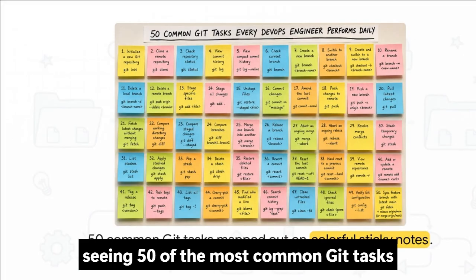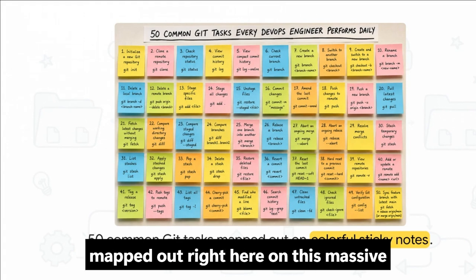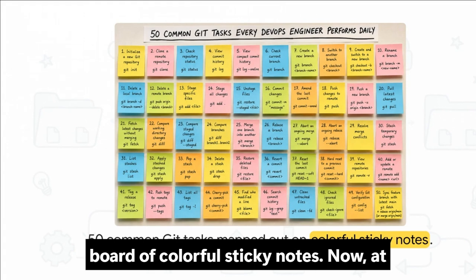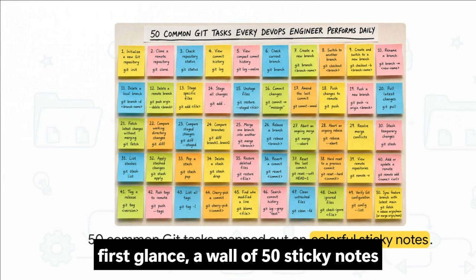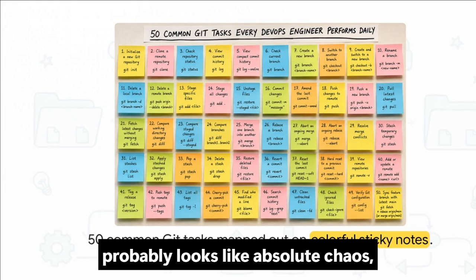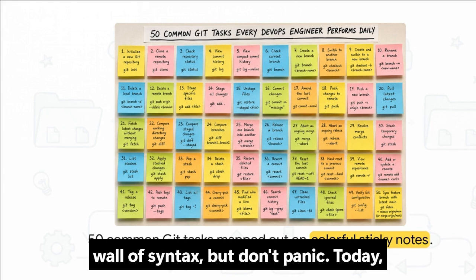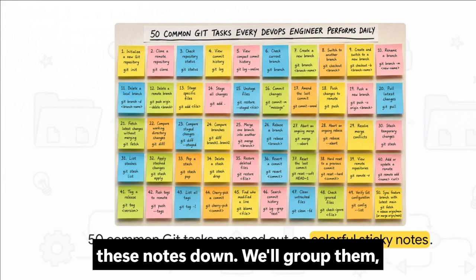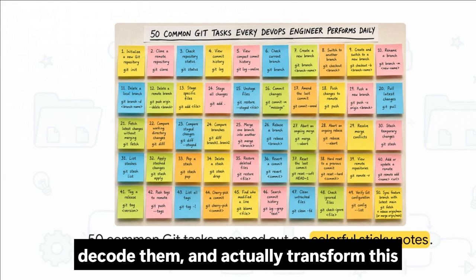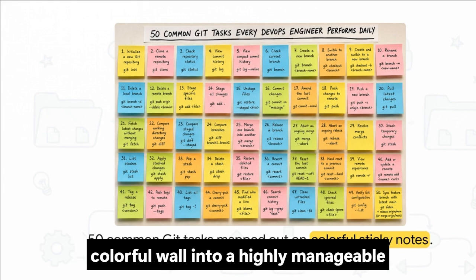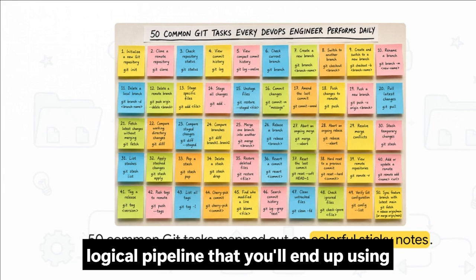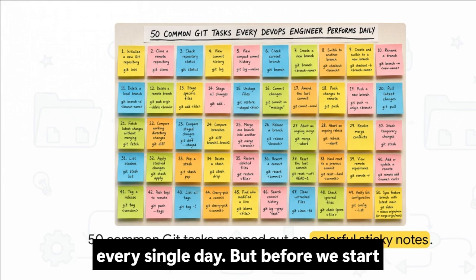You're seeing 50 of the most common Git tasks mapped out right here on this massive board of colorful sticky notes. Now, at first glance, a wall of 50 sticky notes probably looks like absolute chaos, right? It can feel like an overwhelming wall of syntax. But don't panic. Today, we're going to break every single one of these notes down. We'll group them, decode them, and actually transform this colorful wall into a highly manageable, logical pipeline that you'll end up using every single day.